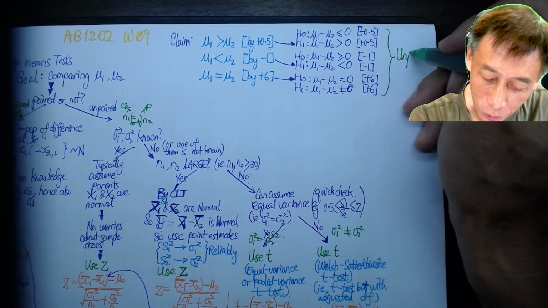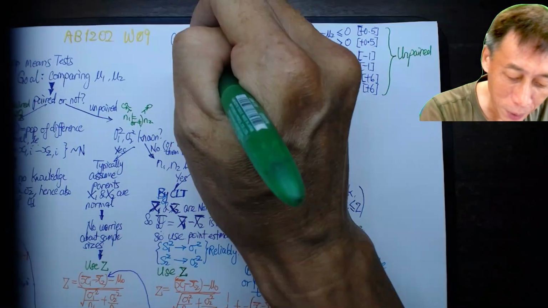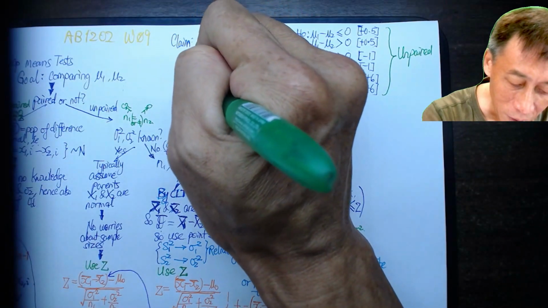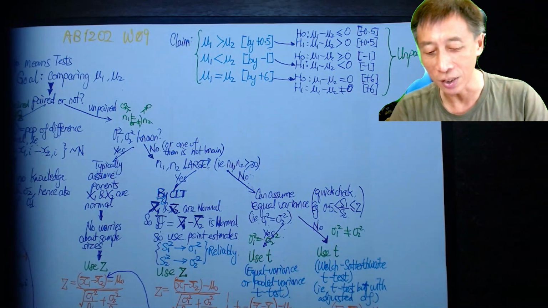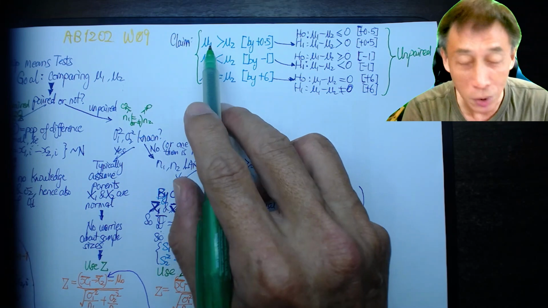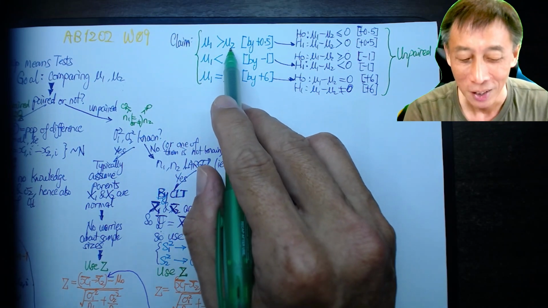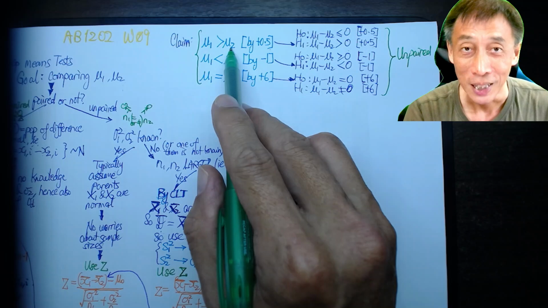So please take note. And the reason why I started off with the unpaired case here is that it's just more natural. When we say, is mu1, the population mean of NUS, larger than the population mean of NTU?